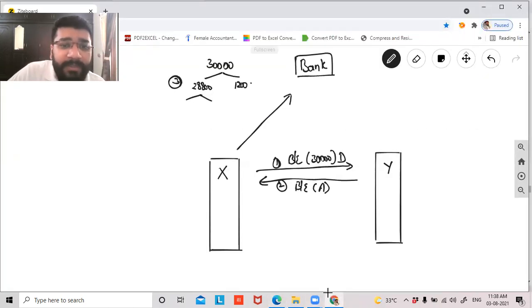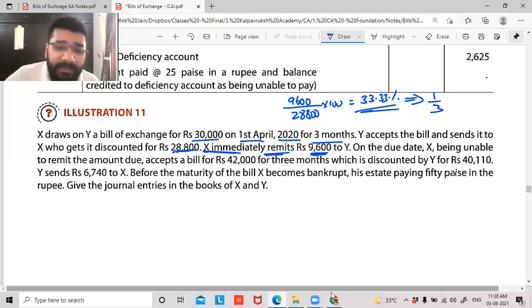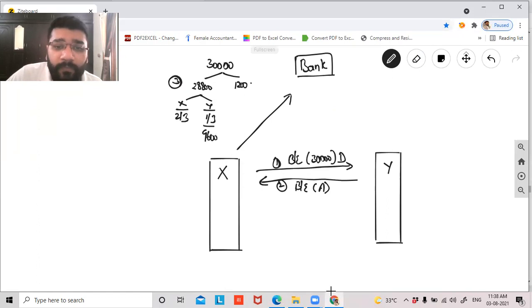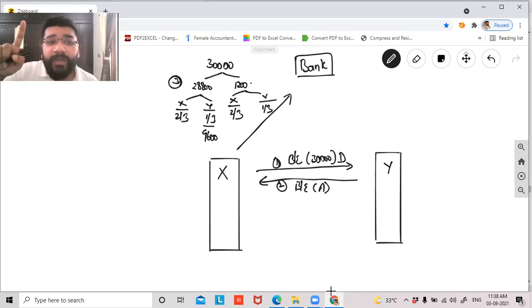So here, guys, X and Y, how much are they splitting? X is keeping 2/3 of the amount and giving 1/3 to Y. And how much is that 1/3, guys? 1/3 comprises 9,600. Tell me one thing, guys. If the amount taken by X is 2/3, can I say the discounting charges which X will bear will also be 2/3? And the discounting charges which Y will bear will be 1/3. Guys, you will bear the discounting charges to the extent of the amount you're enjoying. In what proportion you're enjoying the amount, that will be the proportion of the discounting charges. Logically, do you agree with me or not?